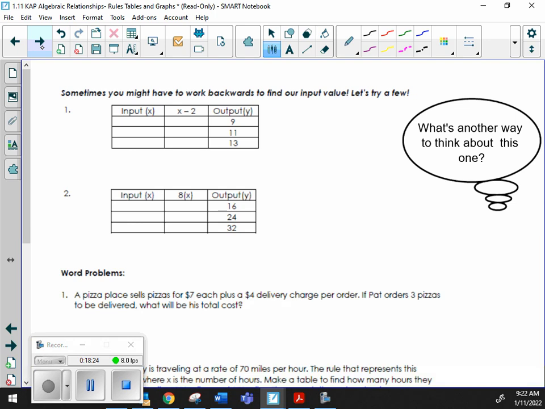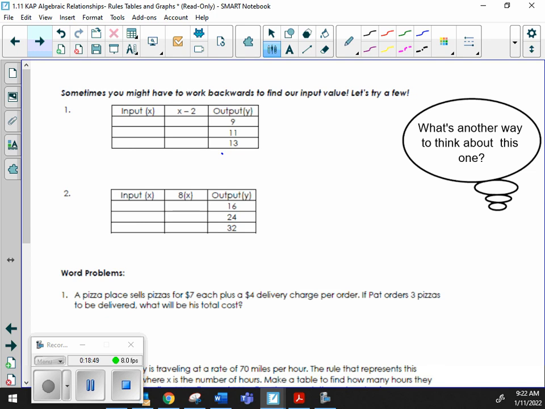Nothing too crazy still, but sometimes we have to work backwards. Sometimes we're given our output, sometimes we're given our y, and you need to figure out what they put into the machine in the first place. Okay, we can still do it. You just need to figure it out. So if my rule was x minus 2, and I got 9 on the output, what do you think I put in the first place?